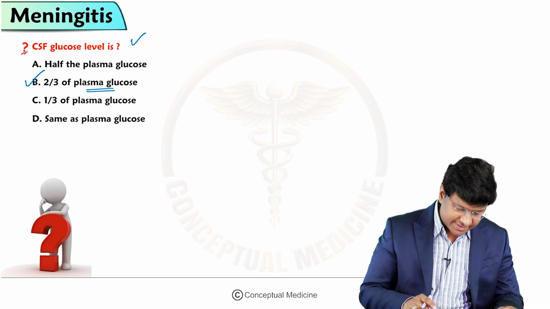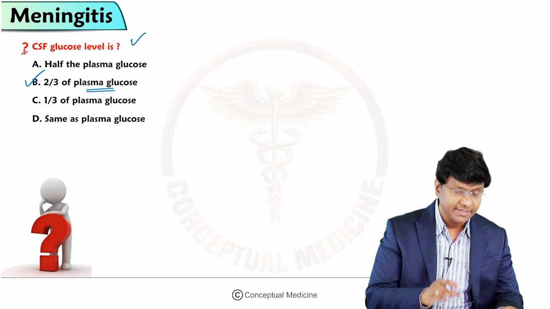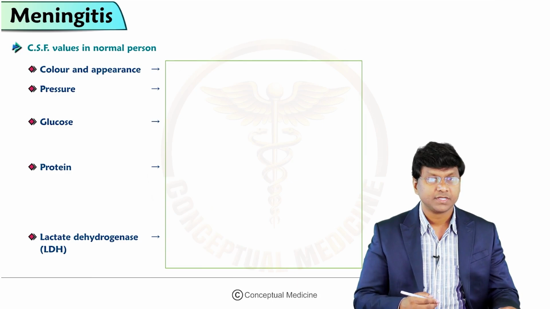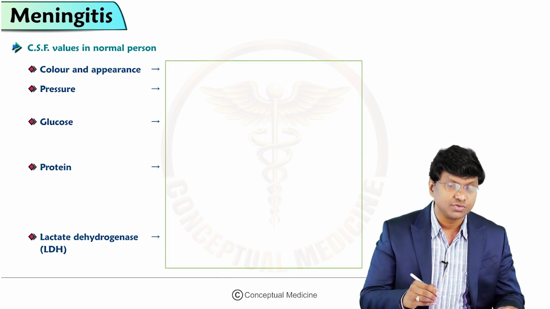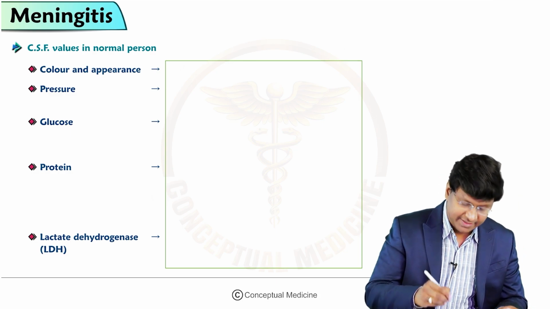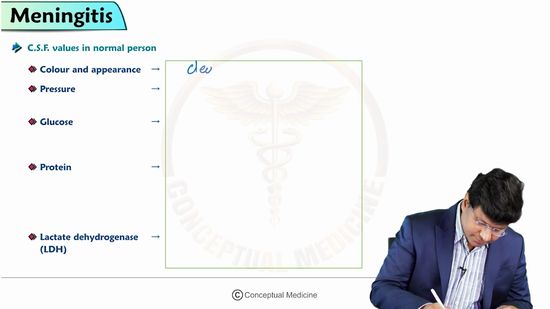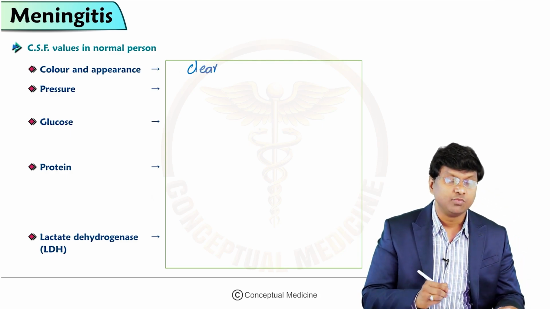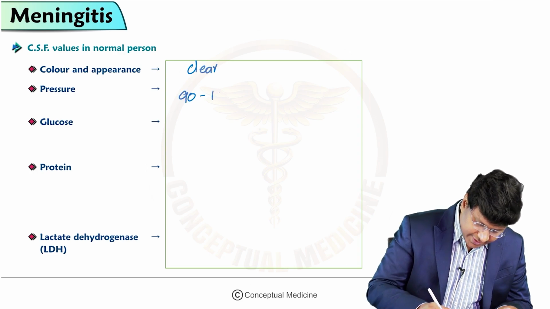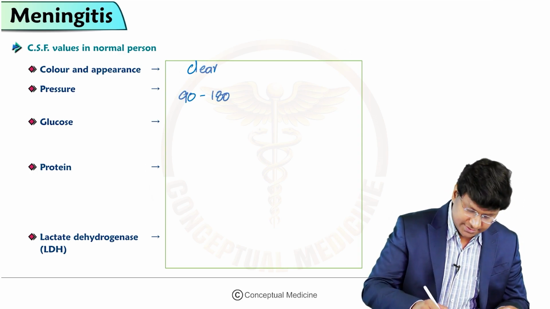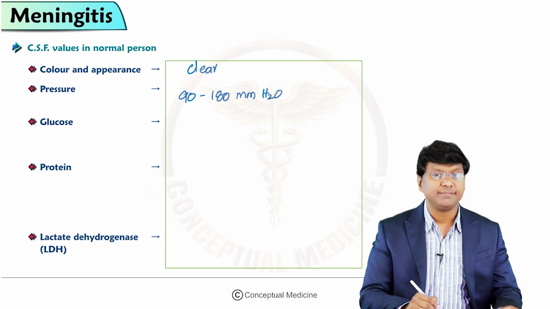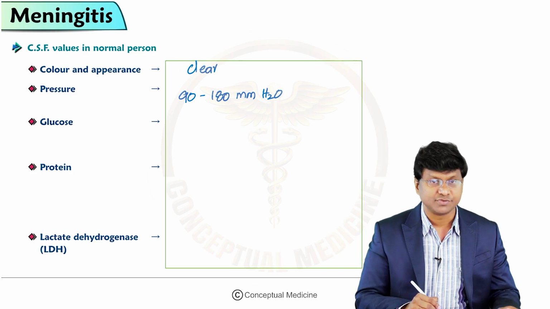Now let me discuss this. Already I have discussed it. Now let me discuss a few more values of the normal person. The color and appearance of the CSF in a normal person will be absolutely clear, like water. And the normal CSF pressure will be around 90 to 180 millimeters of water in the lateral recumbent position.